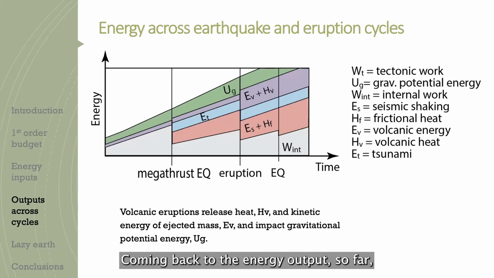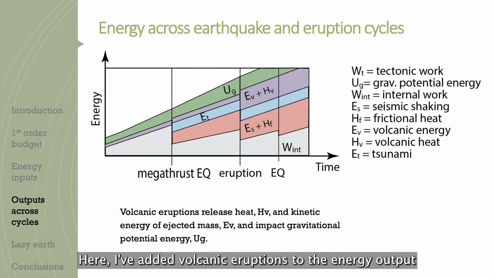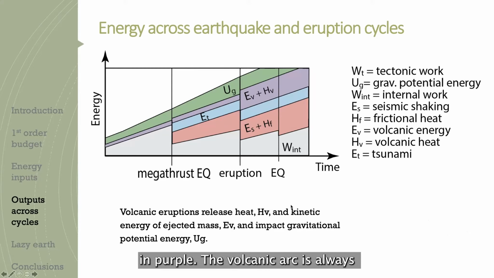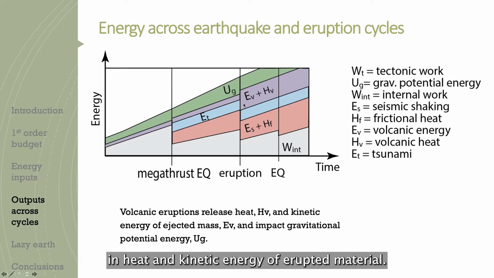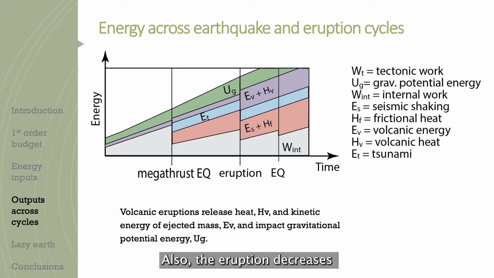Coming back to the energy outputs, so far we've only talked about earthquakes. Here I've added volcanic eruptions to the energy outputs in purple. The volcanic arc is always releasing some heat and volatiles through epithermal circulation, but then with the eruption, there's a great increase in heat and kinetic energy of erupted material. Also, the eruption decreases the gravitational potential energy as the magma system deflates.